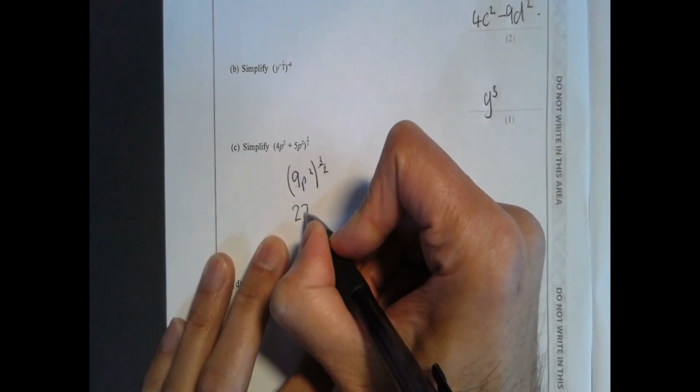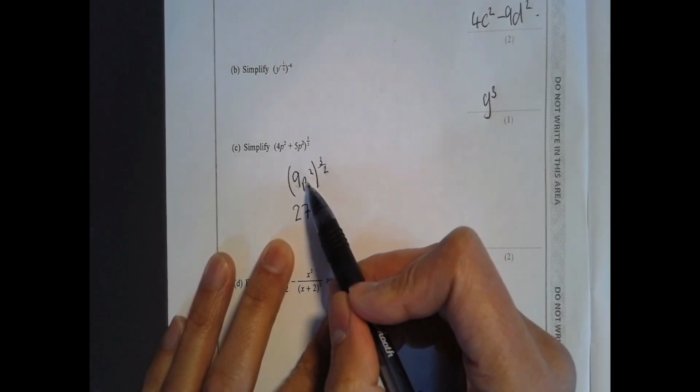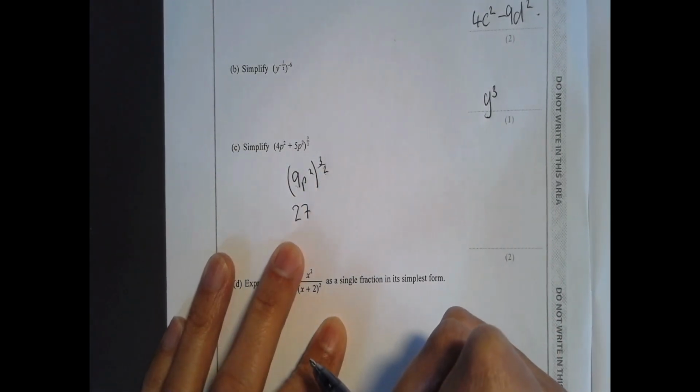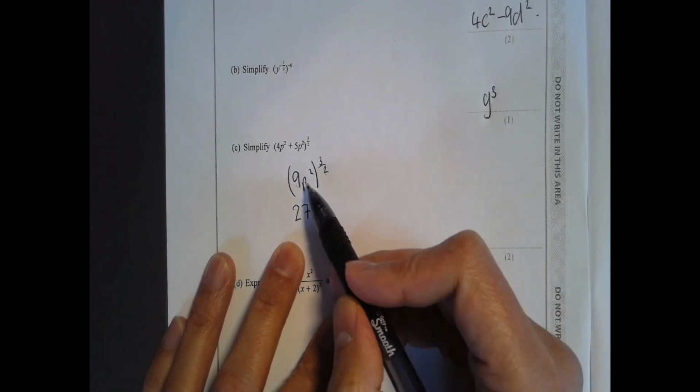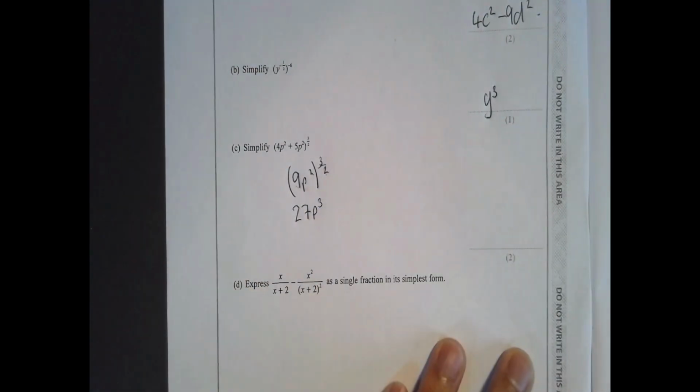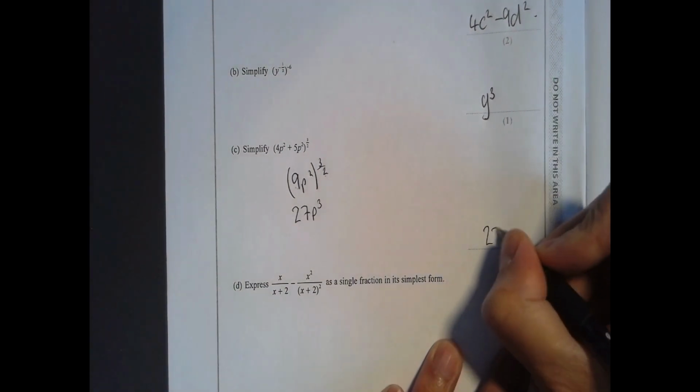So the number part's going to be 27, and then to do this part here, I could just do 2 times 3 halves, and 2 times 3 halves is just going to give me 3. So this part is going to be p cubed. So I should have 27p cubed for that one there.